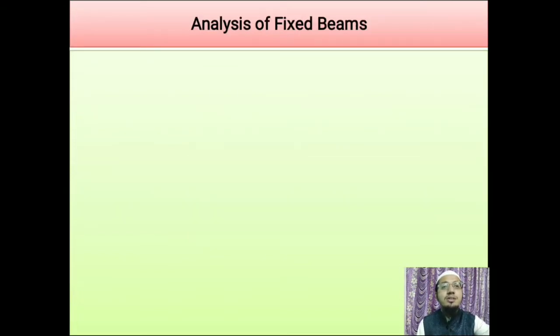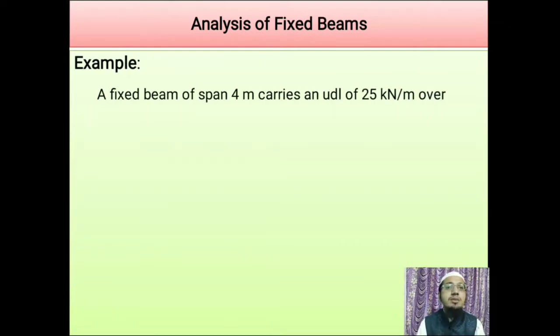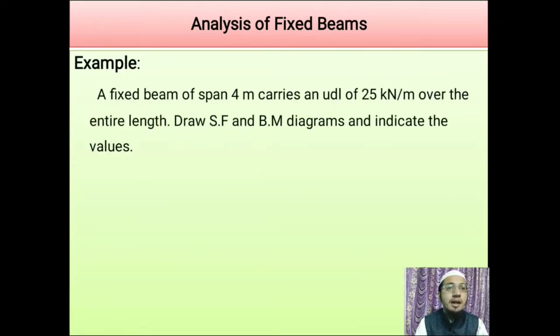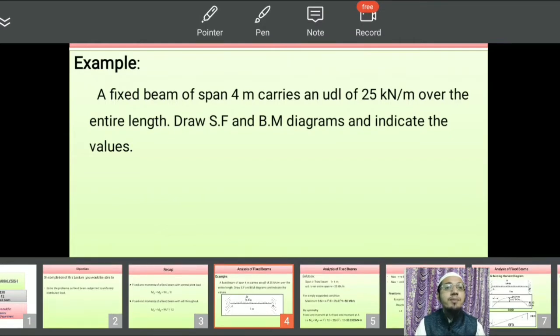So let's start today's session. In this session we are going to solve a simple numerical with the help of these formulas which we already derived. So here there is a numerical on your screen. You can see a fixed beam of span 4 meter which carries a UDL of 25 kilonewton per meter over the entire length of the beam. We have to draw shear force and bending moment diagrams and also indicate the values.